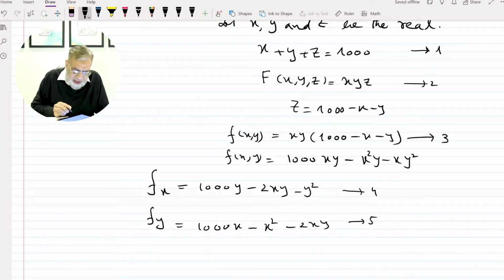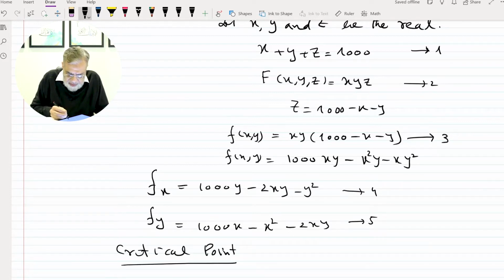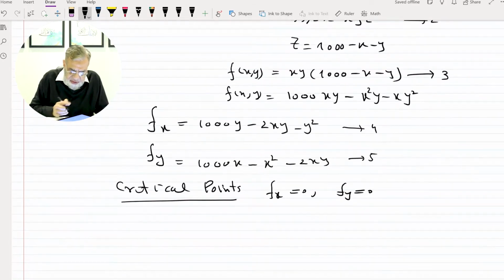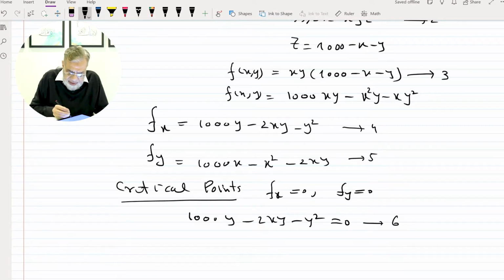Whenever I want to find the critical numbers, we know that for the critical points we set the derivatives f sub x equal to 0 and f sub y equal to 0, and we solve to get the values of x and y. I substitute here and get this new equation, 1000y minus 2xy minus y squared equal to 0. This is my equation 6. And then I have 1000x minus x squared minus 2xy equal to 0. This is my equation 7.